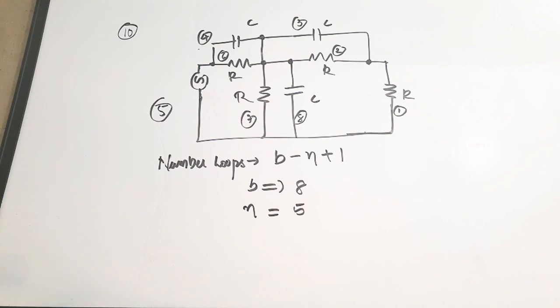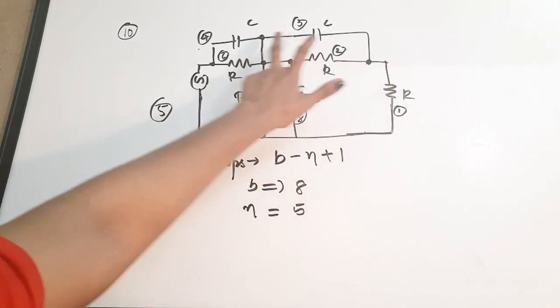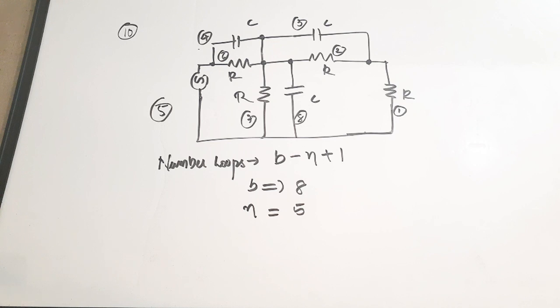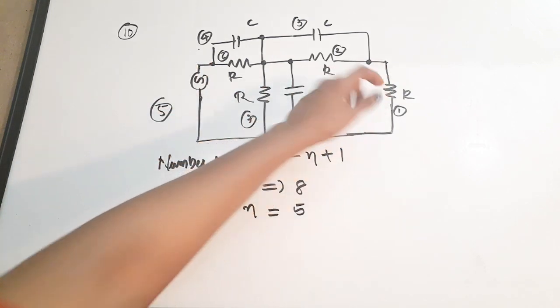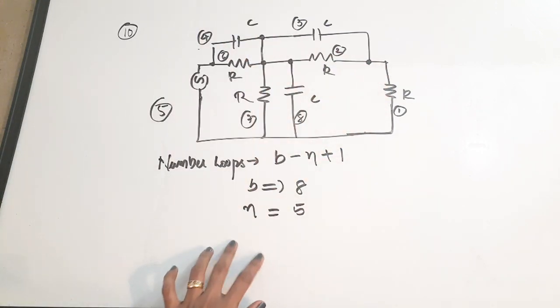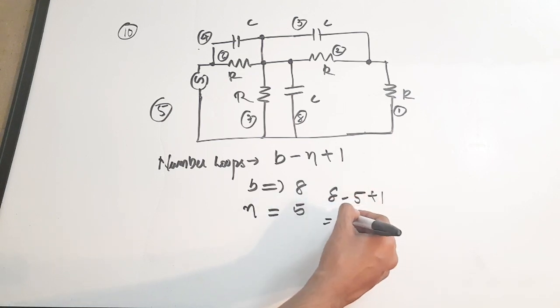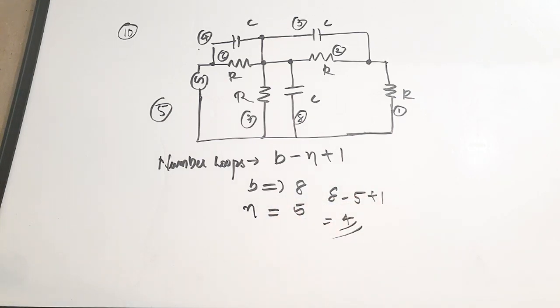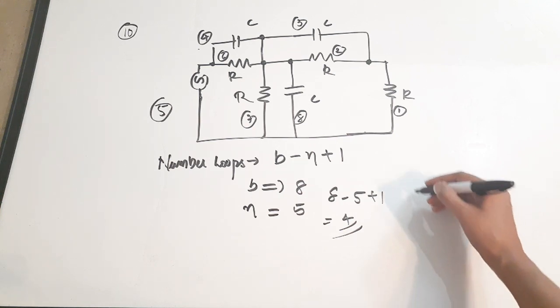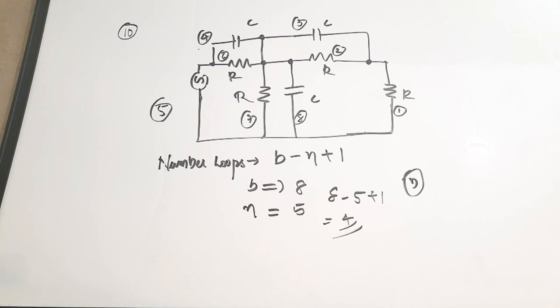I hope it is clear. So these are the nodes: 1, 2, 3, 4 and 5 nodes are there. Don't consider these as nodes. These are just bending of wires. So the number of nodes is 5 and the number of branches is 8. So 8 minus 5 plus 1 is 8 minus 5 is 3, plus 1 is 4. So the number of loops is 4 and the minimum number of equations required is 4. The correct answer for the question is option B. So you require a minimum of 4 equations to analyze this circuit.